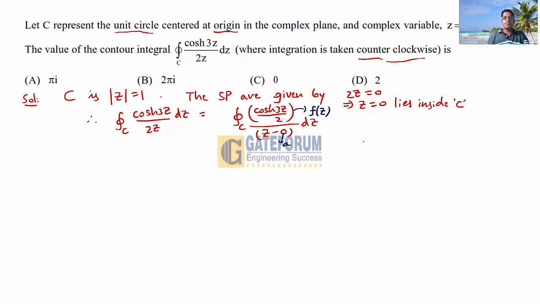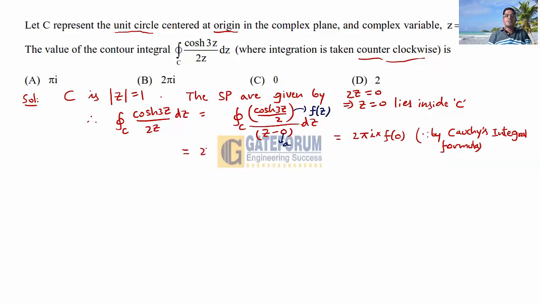So this is equal to 2 pi i times f of 0, that is, the function f of z at z equal to 0, multiplied by 2 pi i, by Cauchy's integral formula. So this is equal to 2 pi i times, put z equal to 0 in the function f of z.